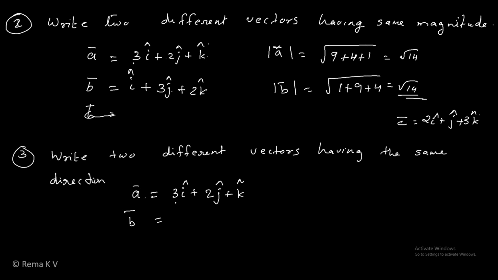You can write any scalar multiple here. That is multiplying this with 2: 6i cap plus 4j cap plus 2k cap. This B is a vector which is in the same direction as A. We are multiplying this with 2, a scalar multiple of vector A. 3 into 2, 6. 2 into 2, 4. 1 into 2, it is 2. So vector B is a vector having the same direction as vector A.